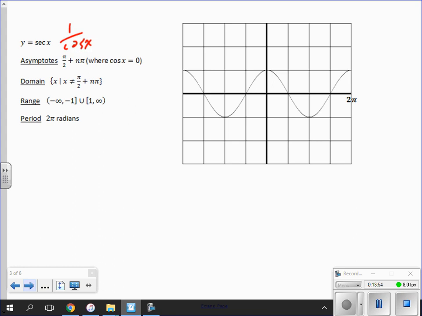Our asymptotes are nearly identical. Once again, they're shifted over, though. Instead of being where the sine is 0, it's where the cosine is 0. Wherever the cosine is 0, I have an asymptote. Okay. So the first thing I want to do is draw my cosine curve, and then I want to put in my asymptotes.